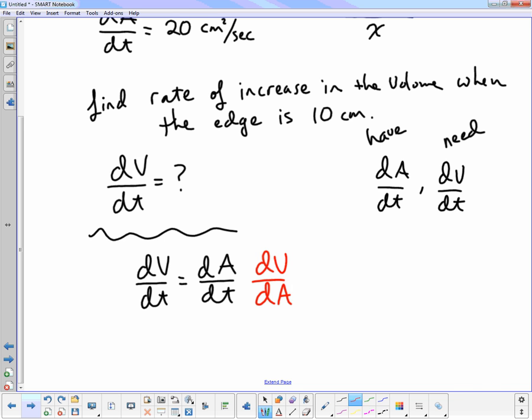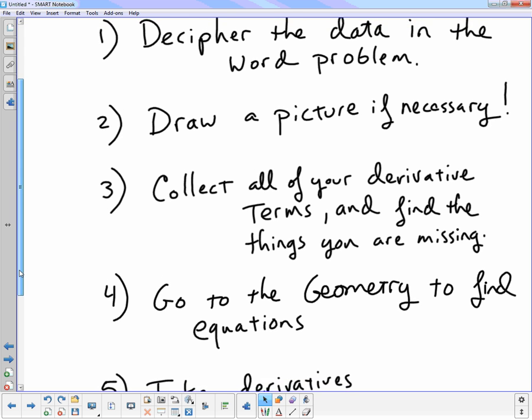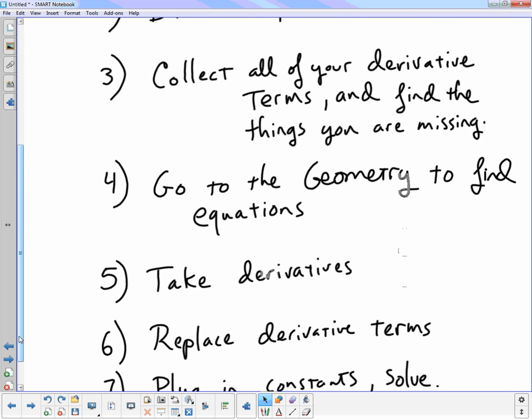But what do I know? Let's go back to my list of stuff. I've deciphered my words. I've drawn a picture. I've collected all my derivative terms. And we're trying to find the thing that we're missing. So now the next piece is to go to the geometry and see if we can find equations relating volume and area and the side length together. Okay.